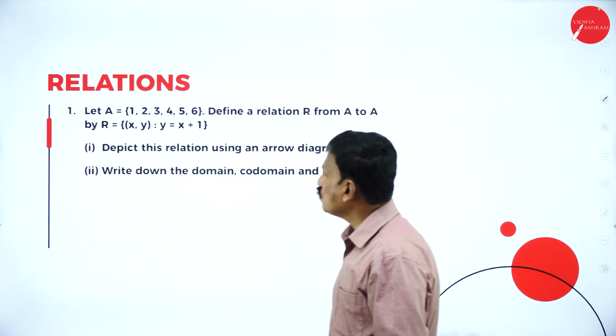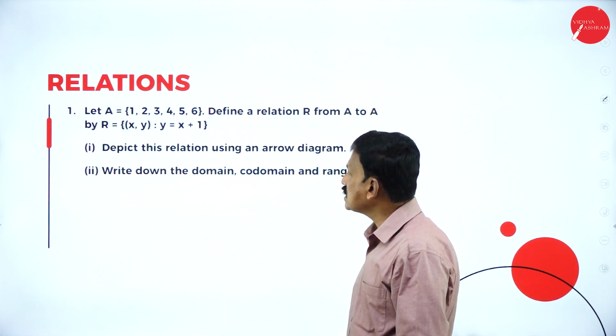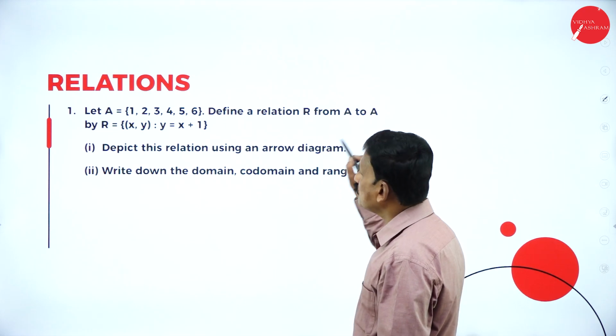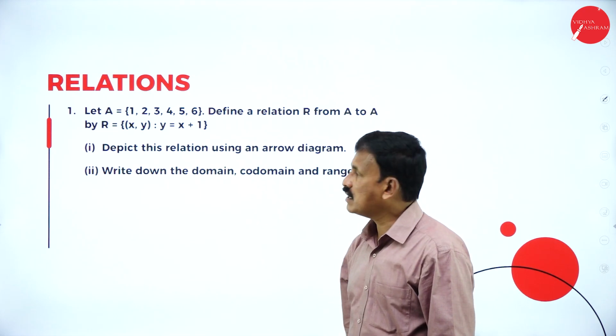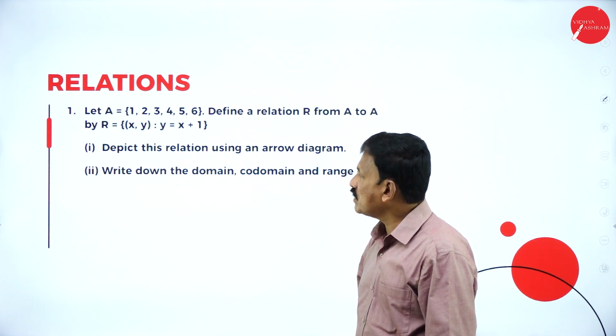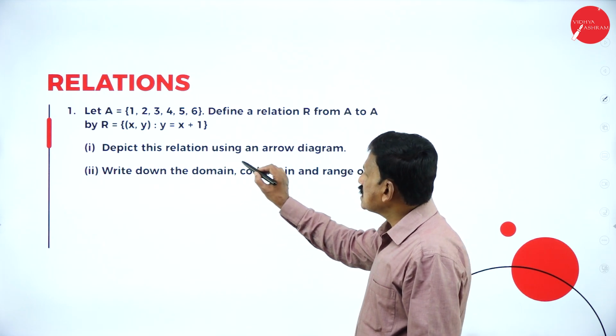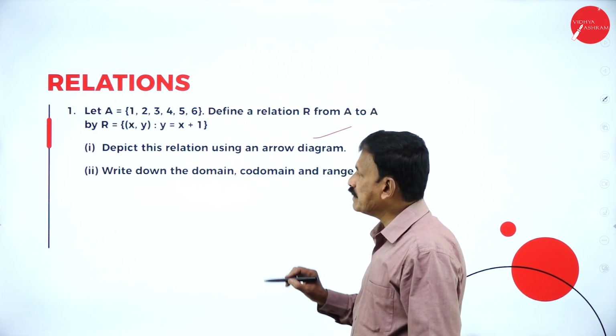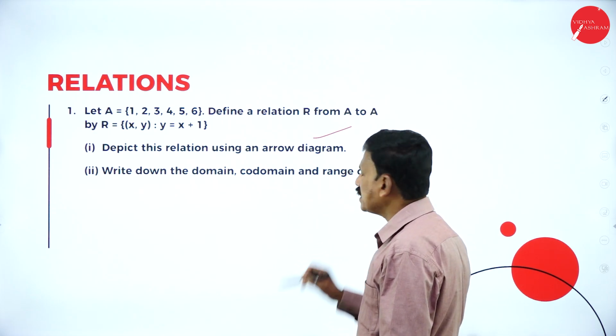Now let us take an example. Let A is equal to {1, 2, 3, 4, 5, 6}. Define a relation R from A to A given by R is equal to {(x, y) such that y is equal to x plus 1}. Depict this relation using an arrow diagram. Write down the domain, codomain and range for this.